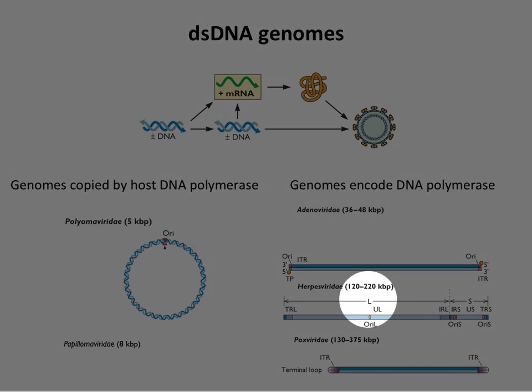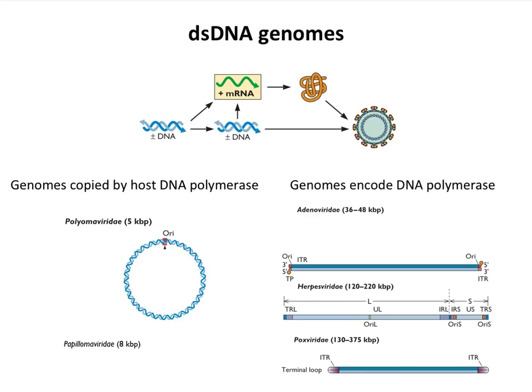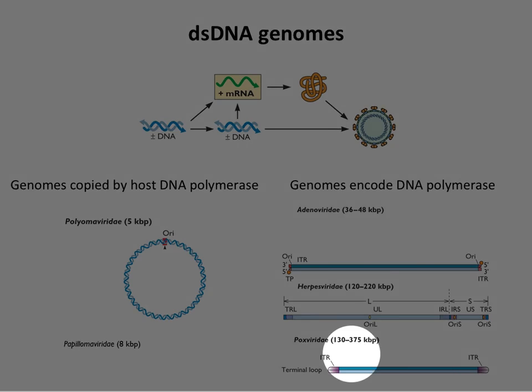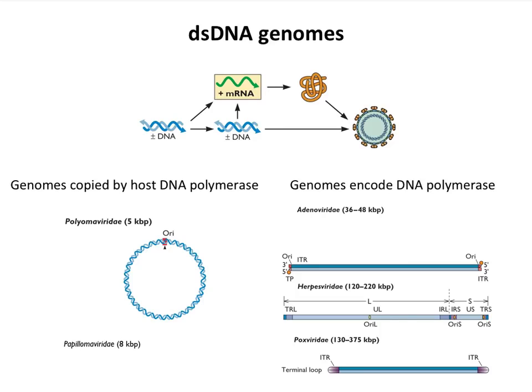Herpes virus genomes are bigger. They range between 120,000 and 220,000 base pairs. Now, I don't want you to know how big these genomes are. I just want you to know that big genomes encode DNA polymerase and small ones do not. That's the concept that is important. And finally, the pox virus genomes, between 130 and 375 kilobase pairs.